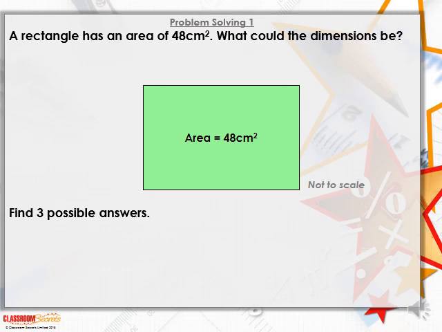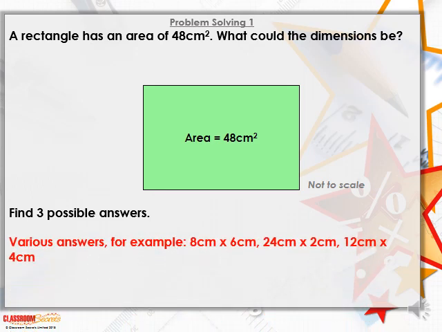Okay, so hopefully you were able to come up with 3 different pairs of numbers that multiply together to make 48. So here's some that I came up with. 8 multiplied by 6, 24 multiplied by 2, and 12 multiplied by 4.